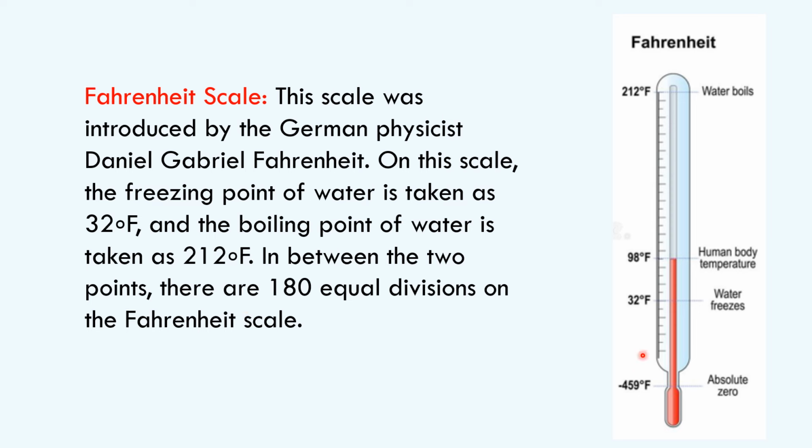Here, consider this is the Fahrenheit scale. On this scale you can see 32 degrees Fahrenheit is the freezing point of water, and 212 degrees Fahrenheit is the boiling point of water. Between these two points you have 180 equal divisions. Then 92 degrees Fahrenheit is the human body temperature. Here the absolute zero value is minus 459 degrees Fahrenheit.